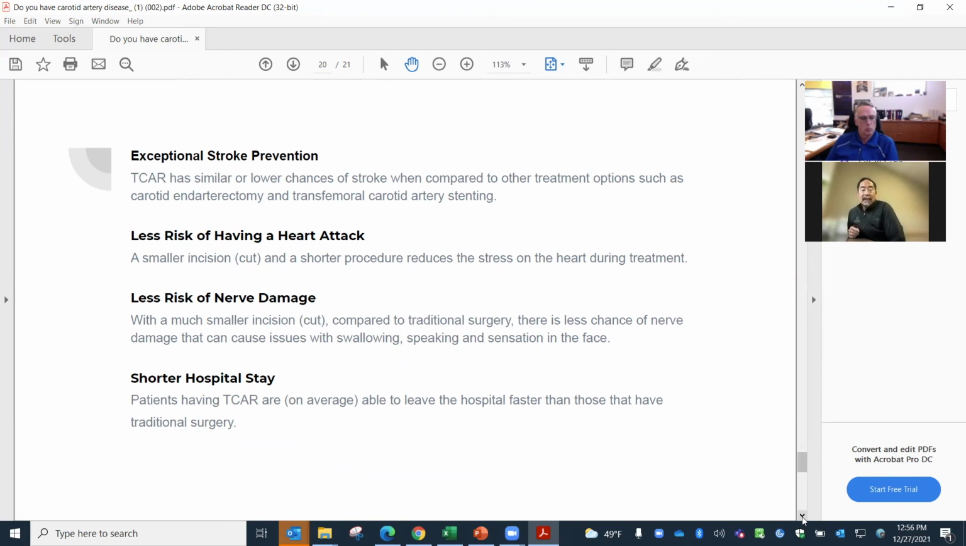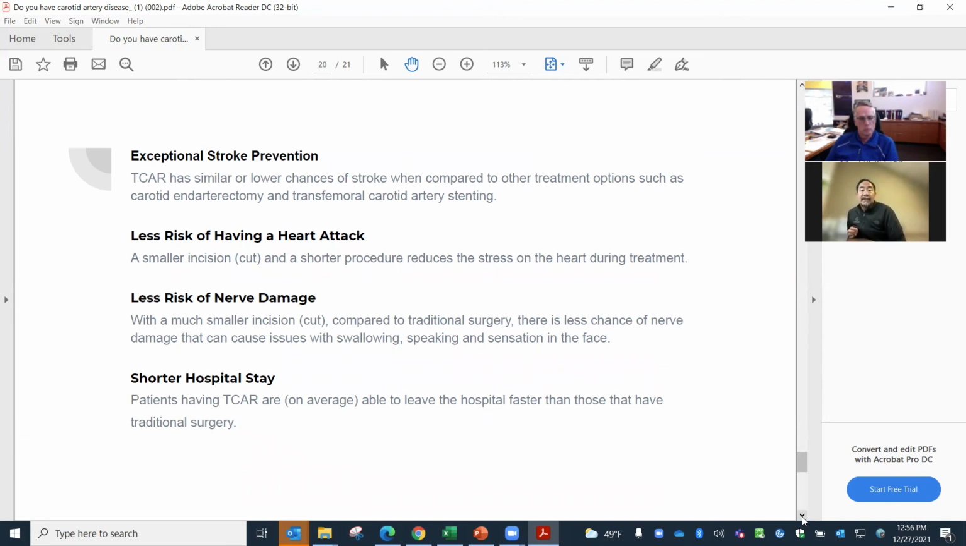Number two, it has less risk of a heart attack complication than a carotid endarterectomy. And the reason why is because it's a faster surgery. It's through a smaller incision. And so therefore, the risk of the anesthesia giving you a heart attack is lower.